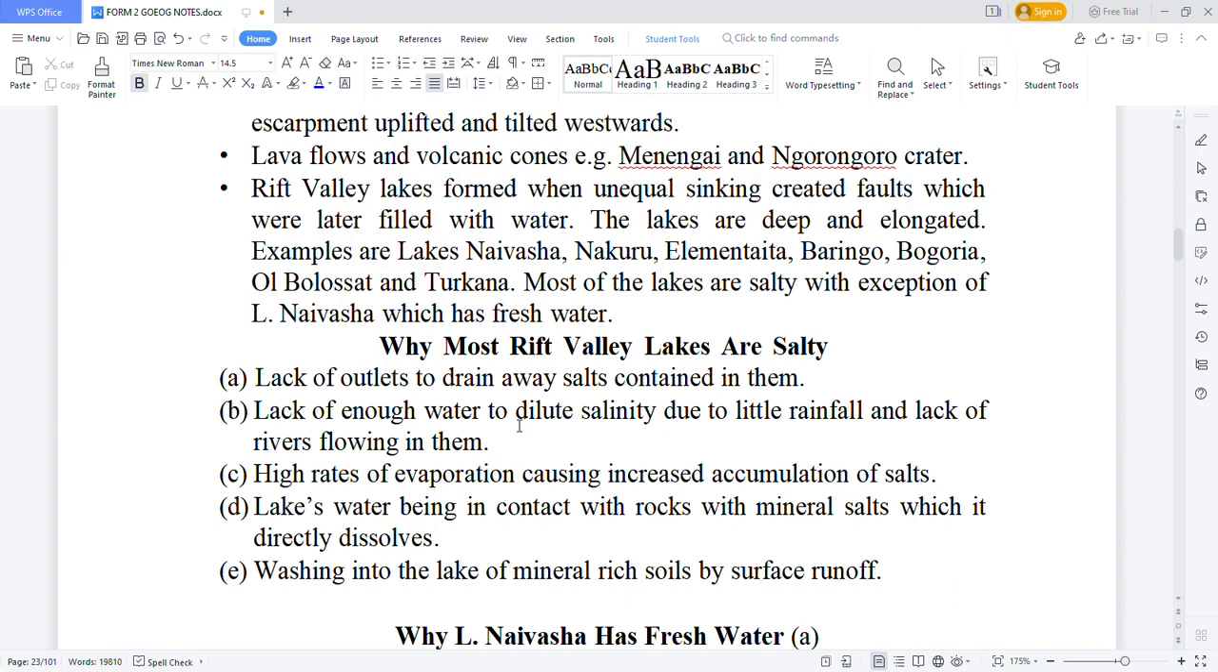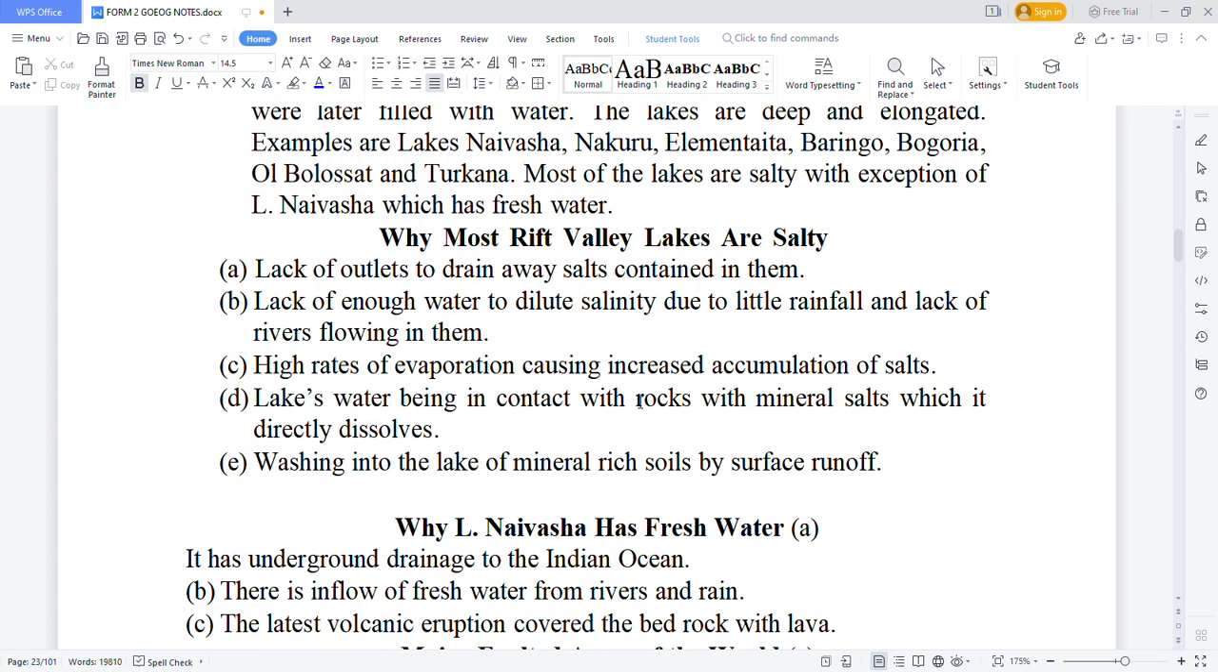Why are most of the Rift Valley lakes salty? A question which is being set every time. Number 1, lack of outlets to drain away salts contained in them. Number 2, lack of enough water to dilute salinity due to little rainfall and lack of rivers flowing into them. Number 3, high rates of evaporation causing increasing accumulation of salts.